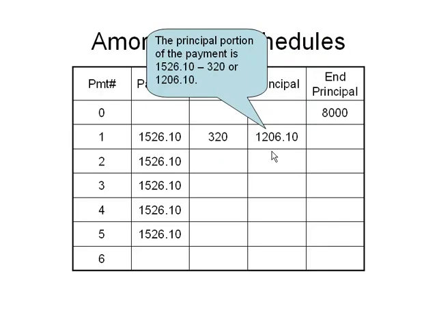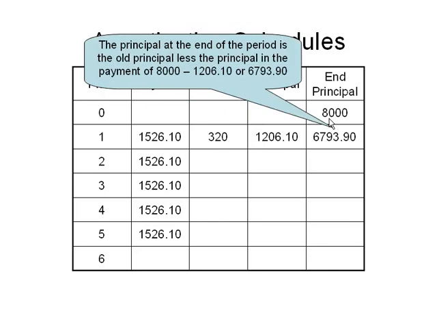So if I go ahead and take the $1,526.10, I subtract off my $320 in interest, that means that the principal in that payment is going to be $1,206.10. And now that's going to get applied towards the principal of $8,000 that I owe. So I'll go ahead and take my $8,000. I'll subtract off the principal that was in that payment, the $1,206.10, and what that's going to leave me with is $6,793.90. Now that's what I owe at the end of that particular period.